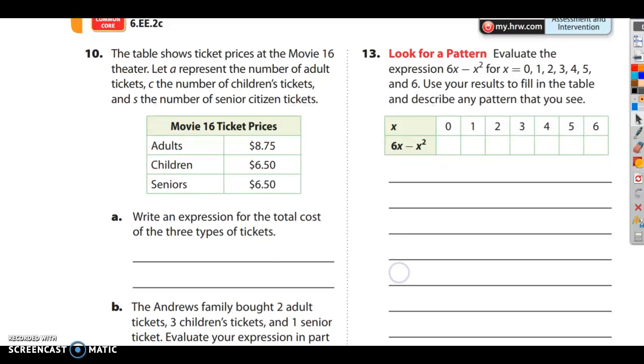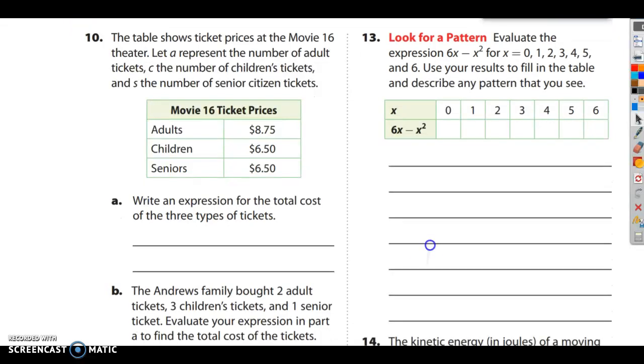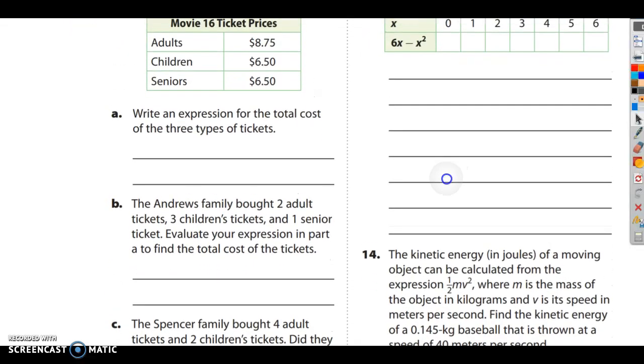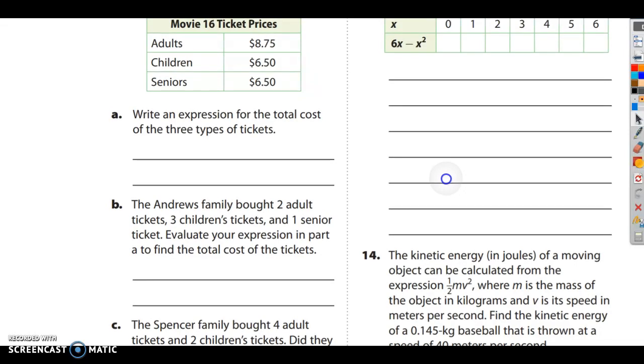Number 10 reads, the table shows ticket prices at the Movie 16 theater. Let A represent the number of adults, C the number of children, and S the number of senior citizens. And we've got 3 questions here.